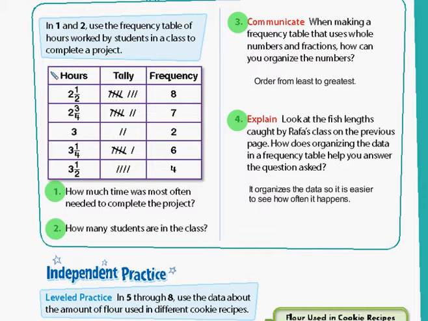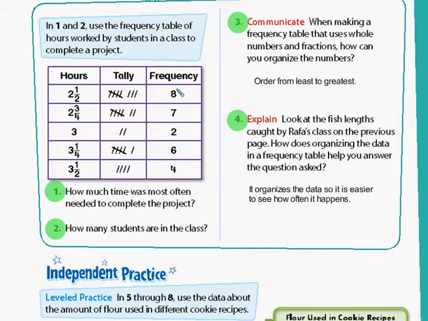When you're making a frequency table, you're going to put the numbers in order, from least to greatest here: 2 1/2, 2 3/4, 3, 3 1/4, and 3 1/2. And what they did is put tally marks every time they saw that it took 2 1/2 hours. It turns out there are 8 students that took 2 1/2 hours to do the project.